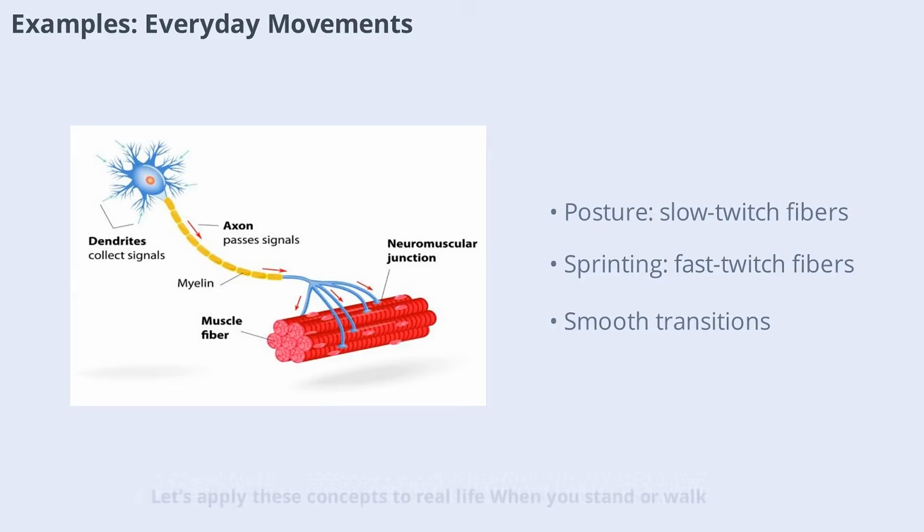Let's apply these concepts to real life. When you stand or walk, your body primarily uses slow-twitch fibers, which are efficient and fatigue-resistant. But when you need to sprint, jump, or lift something heavy, your body quickly recruits fast-twitch fibers to generate the necessary force. This seamless transition between fiber types allows us to perform a wide variety of movements, from gentle to powerful, all coordinated by the nervous system.